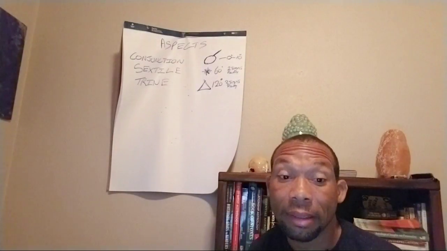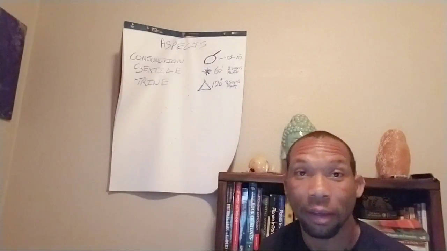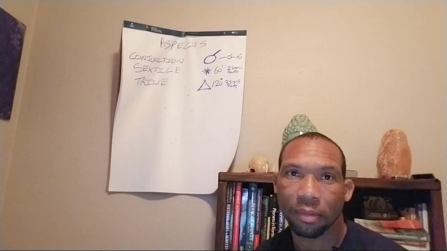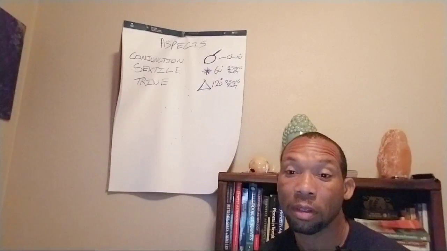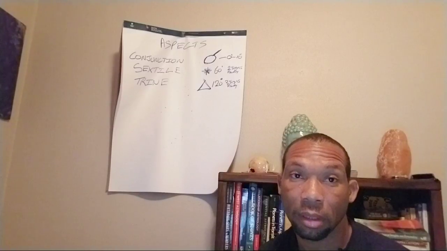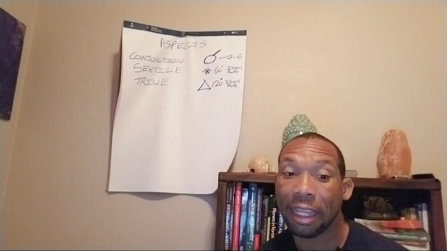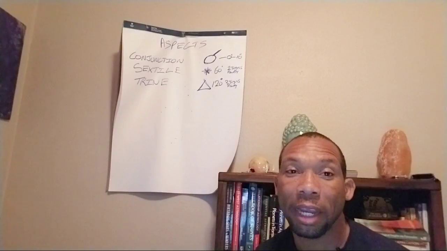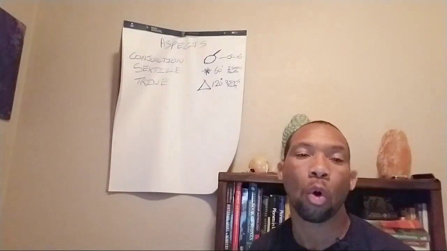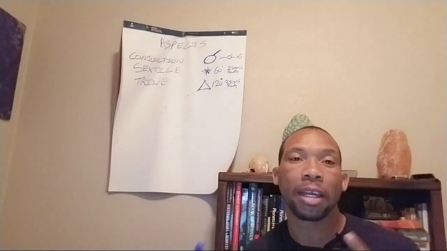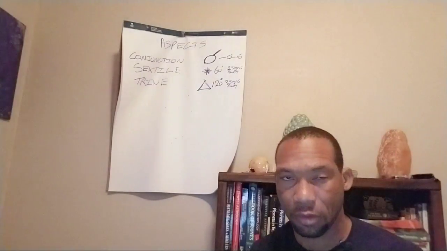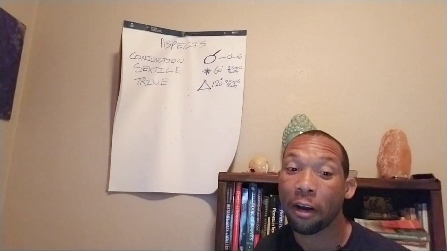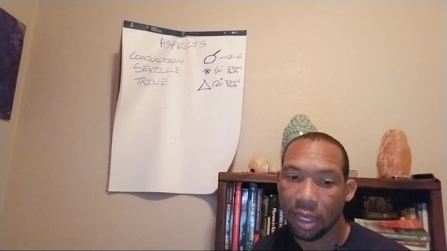Some people call it luck or a gift. And I'm going to write those words so you can understand. So conjunction equals prominence or power. Get that? The sextile equals opportunity. And the trine equals the gift, a gift or luck in that area connected to those two planets. Okay? Let's move on to the hard aspects. Okay?